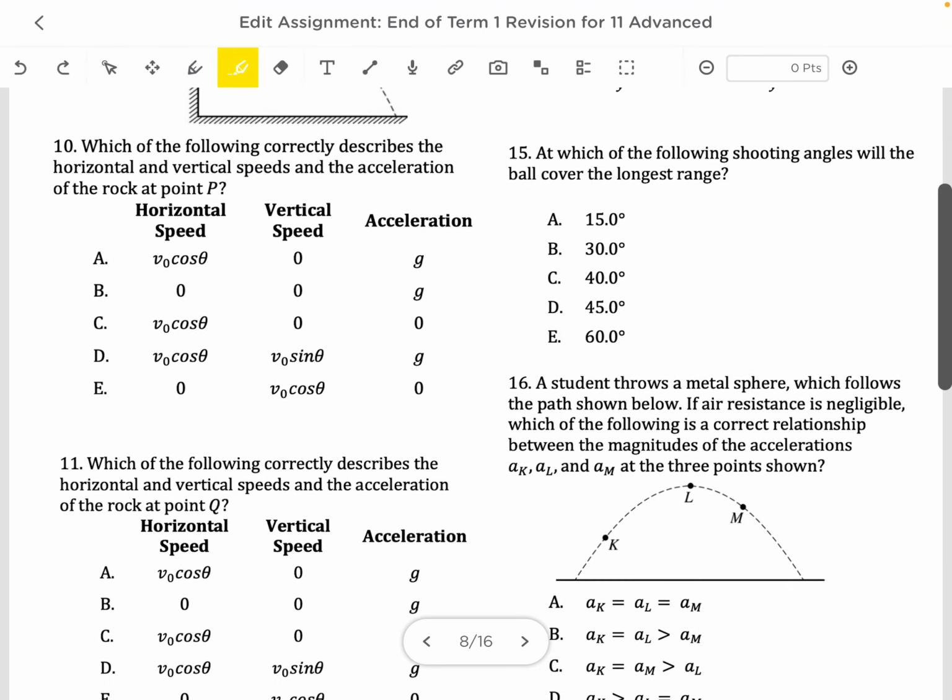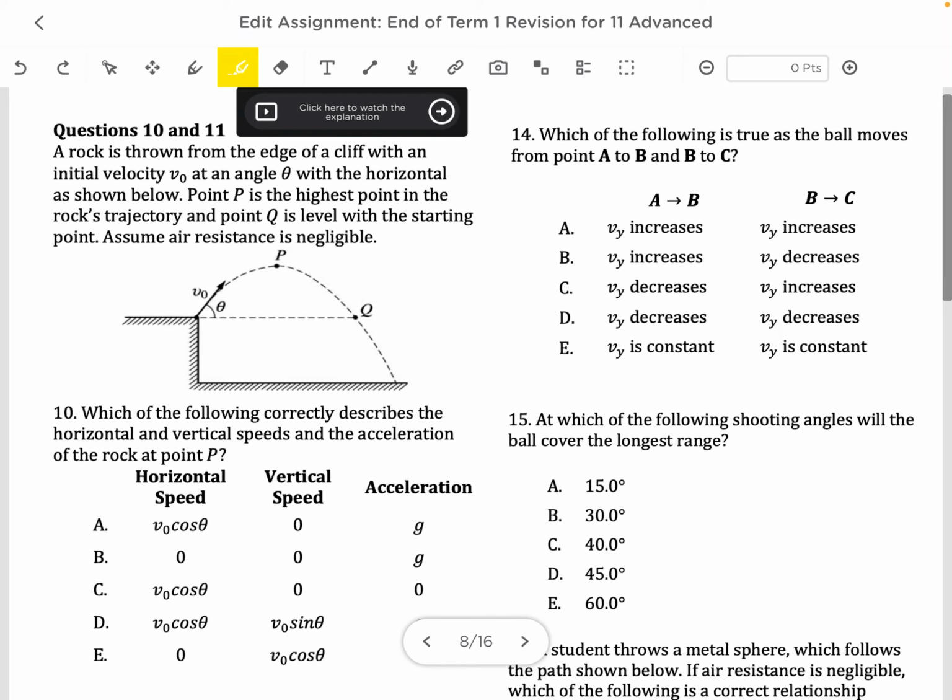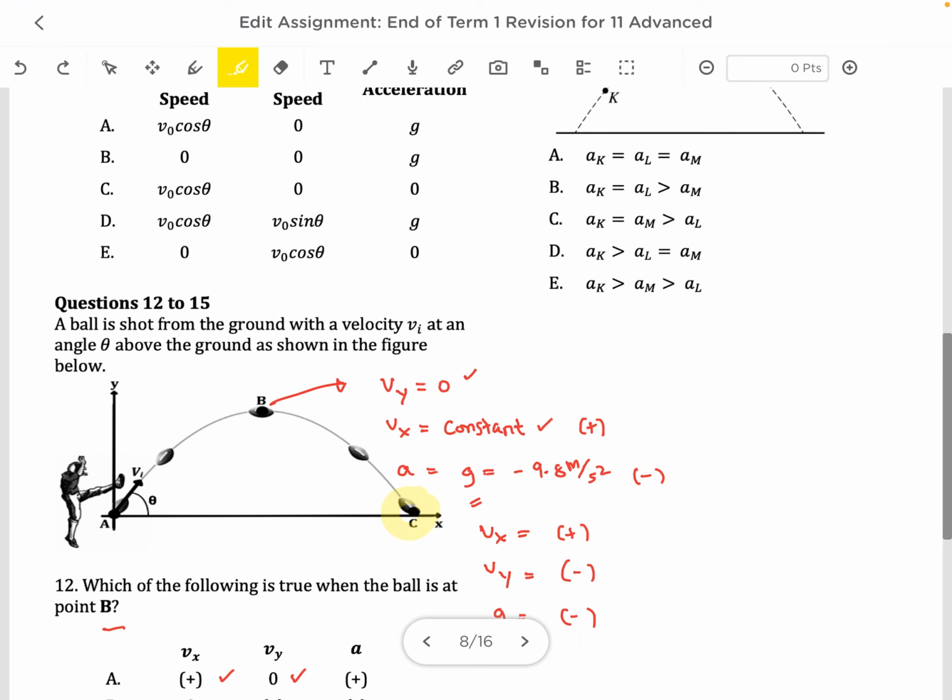Now, for question number 14, which of the following is true as the ball moves from point A to B and from B to C? So as the object goes from point A to point B, its vertical velocity is decreasing because it's actually slowing down until such time that it reaches the maximum height where the vertical velocity is 0 and our Vx is constant all throughout. So this is from A to B.